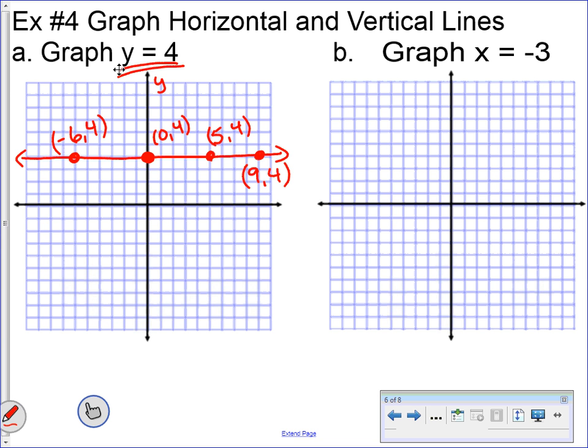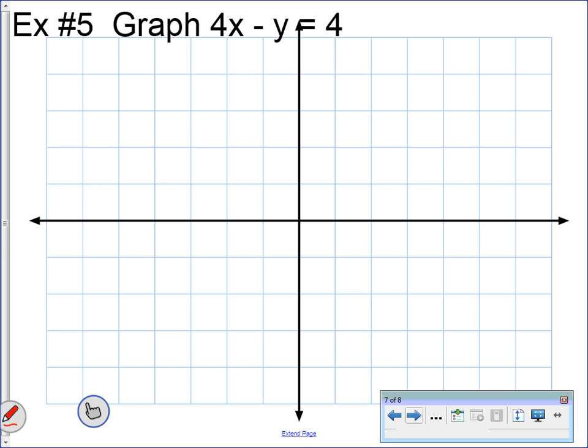So for an x equals number, we're going to make a vertical line. So we're going to go on the x-axis to negative 3, which is to the left, and then draw a vertical line. So please remember, vertical lines are x equals. Horizontal lines are y equals. All right, the last two slides are two examples. So if you'd like to try this one first, go ahead and pause.